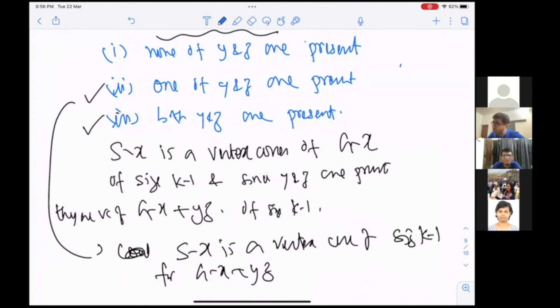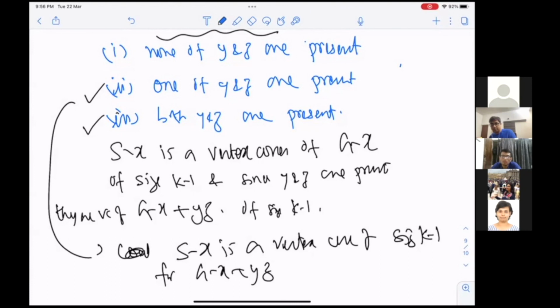So first look at this. S minus X is a vertex cover of size K minus 1 for G minus X. Is that fine? Yes. Okay. Now, what did you add in G minus X? You added the edge YZ. That is what your G prime is, right? So if either Y or Z is present, that edge YZ is also covered, right?